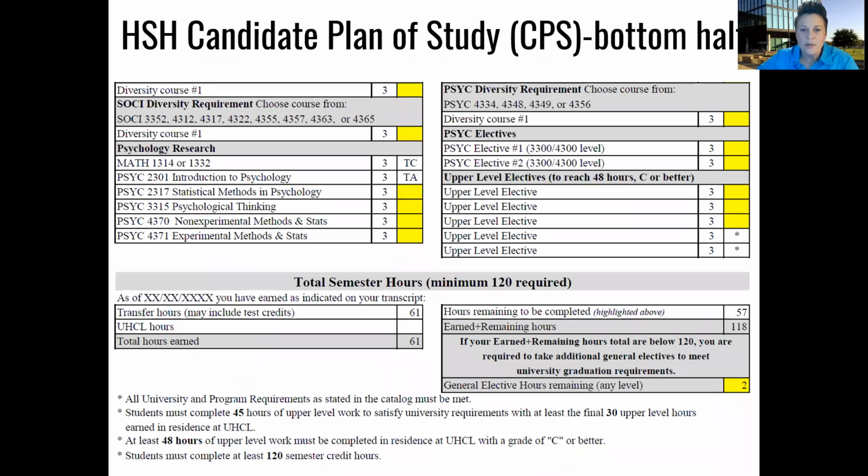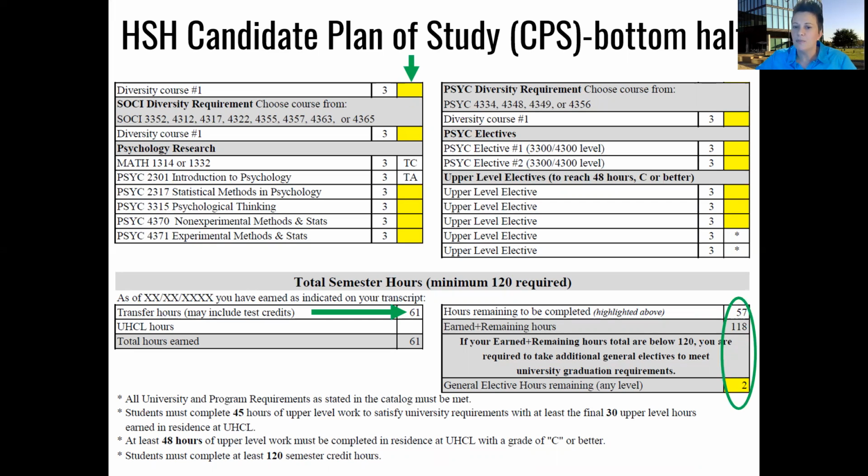All right. So this is the bottom half of this degree plan. What I love about the candidate plan of studies for HSH is that they give you the total at the bottom. It tells you how many hours you transferred in with. As long as you took transferable classes, they plug in all 61 hours. Whatever you're transferring in with, they will put that there. And then they total up all the courses in yellow that you still need. So 3, 6, 9, 12, 15, 18, they'll count those all up. And so there's 57 hours that still need to be completed.